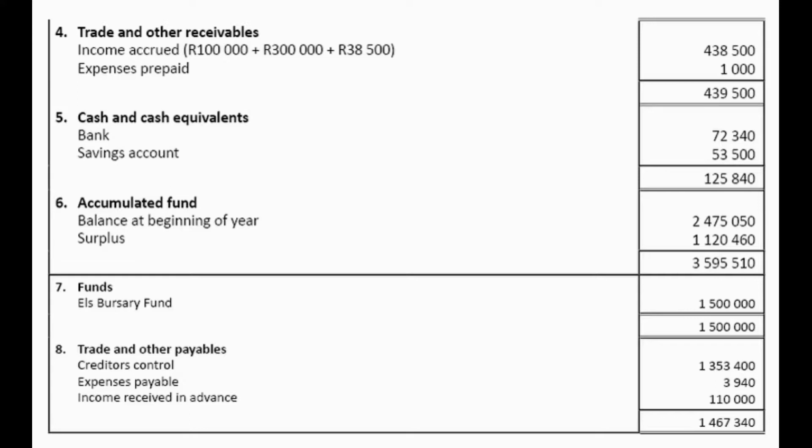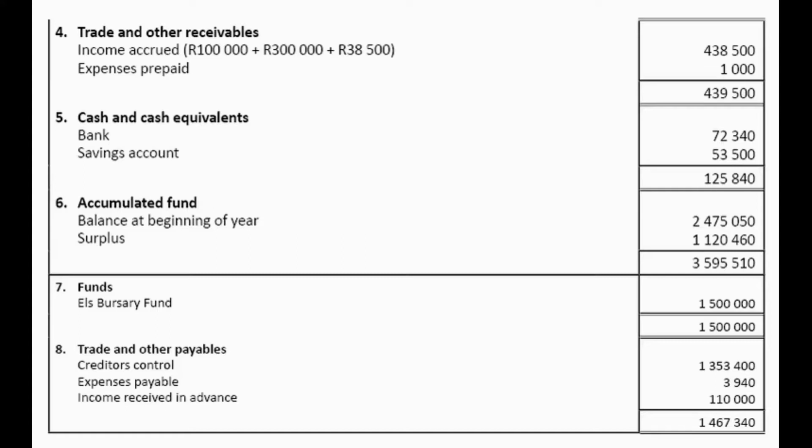Number 4, trade and other receivables, income receivable or income accrued, 100,000 plus 300,000 plus 38,500. 100,000 was for membership fees. The 300,000 was for the interest on investment, that adjustment, and the 38,500 was for the interest on the fixed deposit. If you've drawn up your T account, your income accrued or income receivable account, you would see those 3 entries in that account. All right, and that adds up to 438,500.